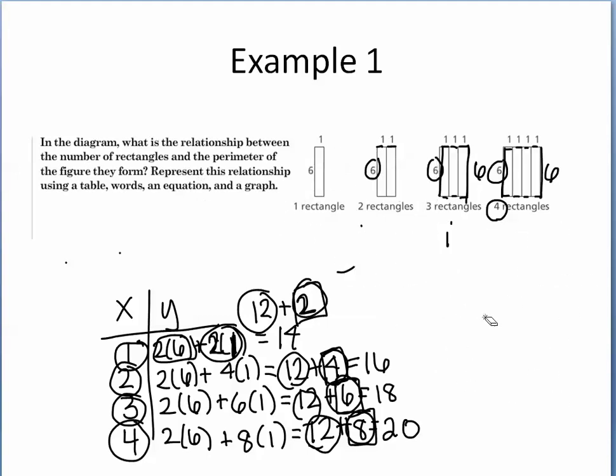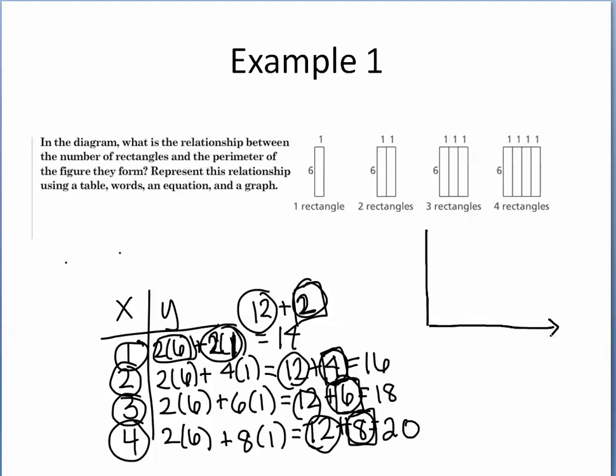And so when we make the graph, we're not going to need a full x and y axis, right? Because we're just looking at positive things. And we're not going to look at what happens at 1.5 or 2.5. We're only going to look at 1, 2, 3, and 4 because we're counting the number of rectangles here. Okay, so we're going to make a little graph. So it's just the first quadrant.